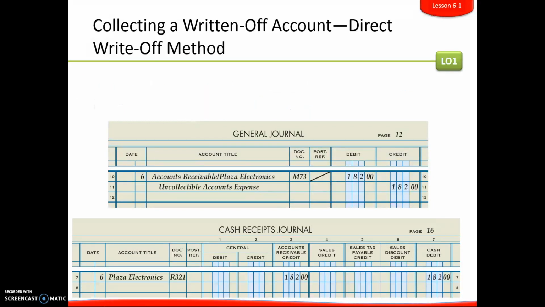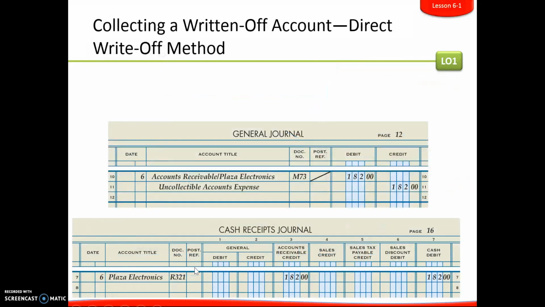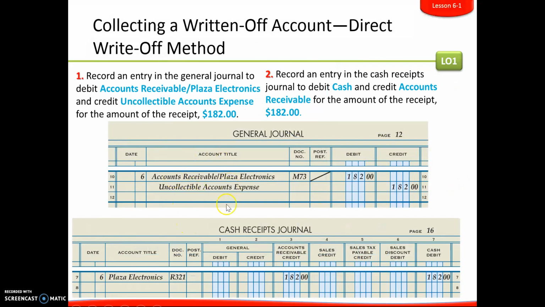So I'm just going to flip back here real quick. You can see that this was our transaction to write off the account, and then this is the transaction to reopen the account. We have to do this first, otherwise it would look like Plaza overpaid and they would end up having a credit balance in their account, and that would never happen.